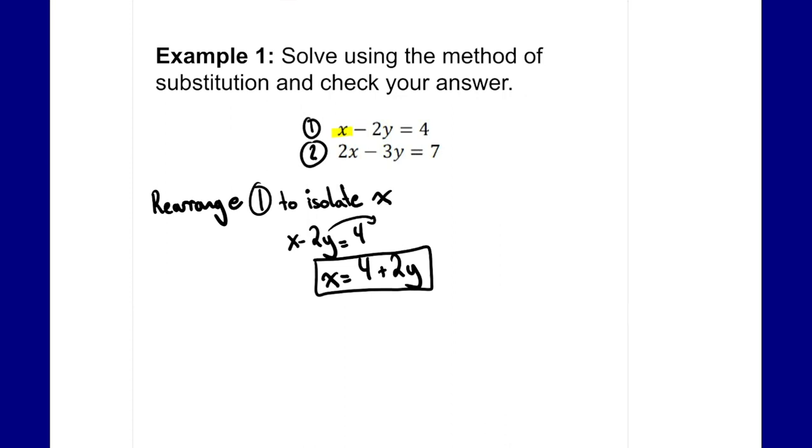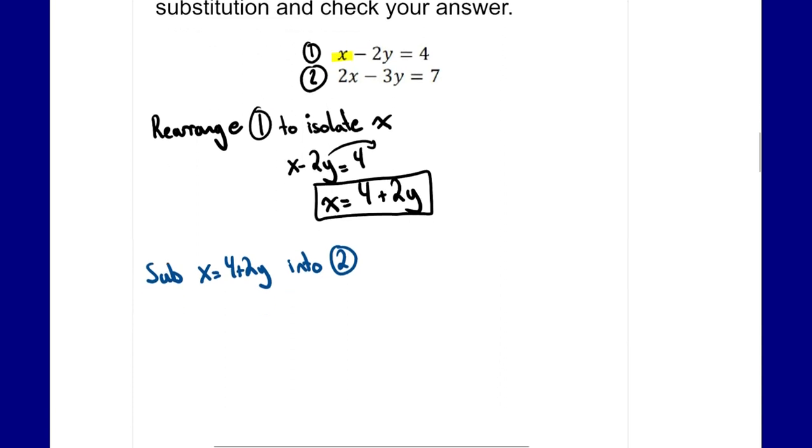The next step is we are going to substitute. So we're going to substitute it into equation 2. We'll say we're going to substitute x equals 4 plus 2y into equation 2. So what that means is if I take equation 2, 2x minus 3y equals 7, I'm going to substitute or replace the x with 4 plus 2y.